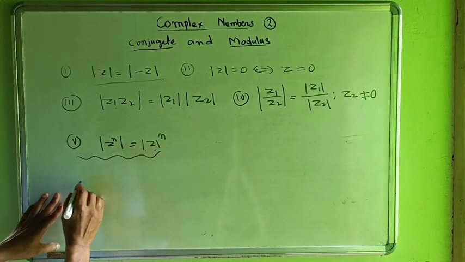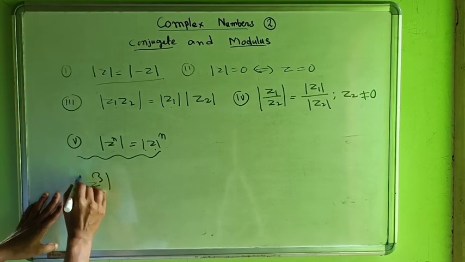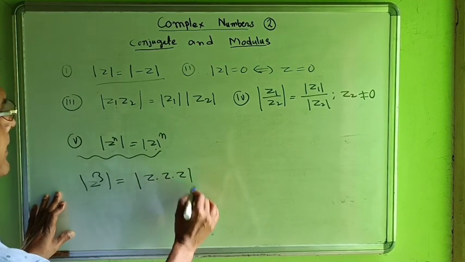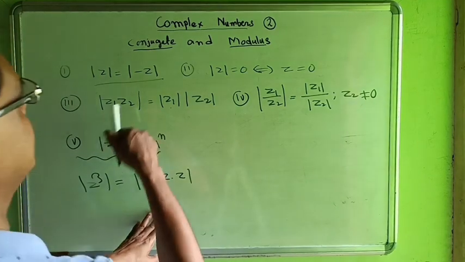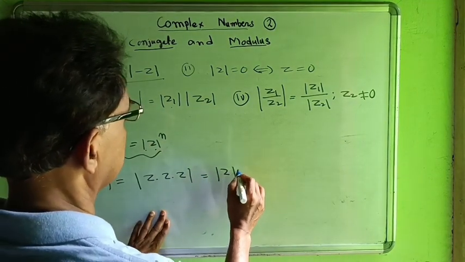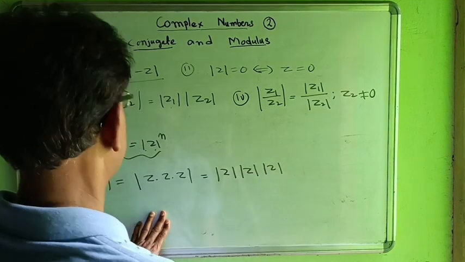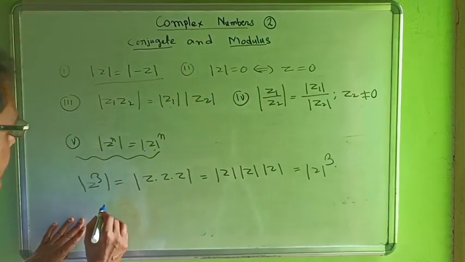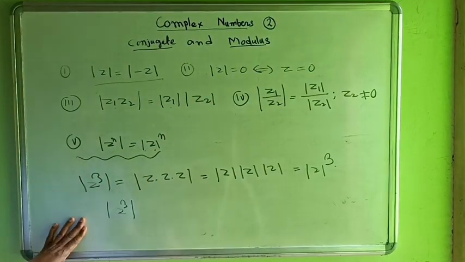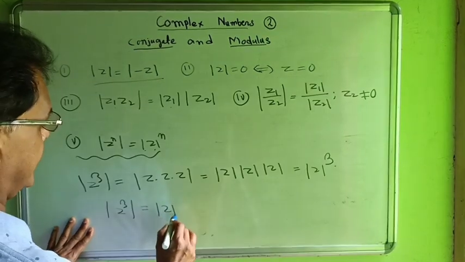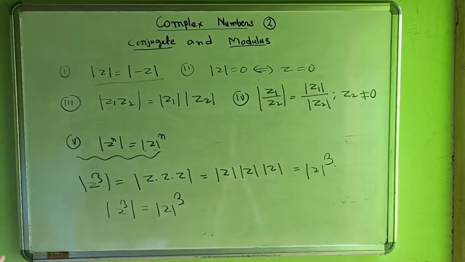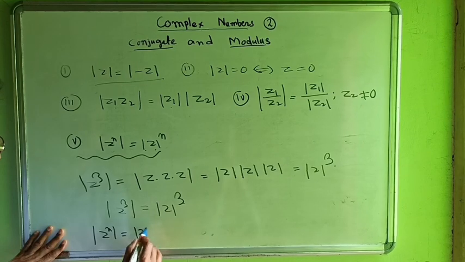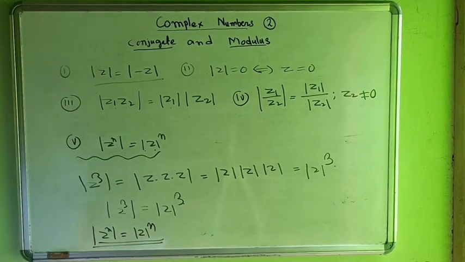Suppose we take z cubed, which equals z into z into z. By this property we can say that mod of z cubed is equal to mod of z whole cubed. Similarly, we can say that mod of z to the power n is equal to mod of z whole to the power n.